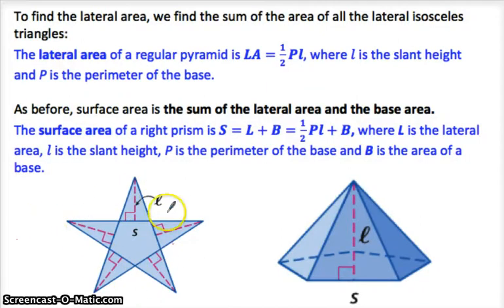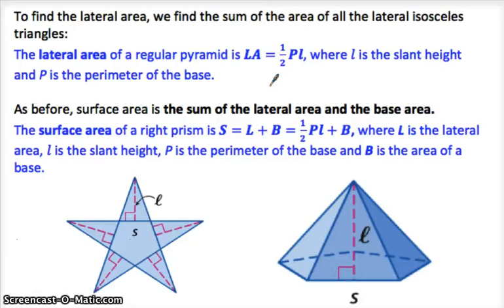The lateral area here is the 5 congruent isosceles triangles, and the area of the base is that thing down there. The area of the lateral faces all together, these 5 triangles all added up, there's a formula for that. Lateral area is, and it's different for pyramids than it was for prisms, half times the perimeter times the slant height.